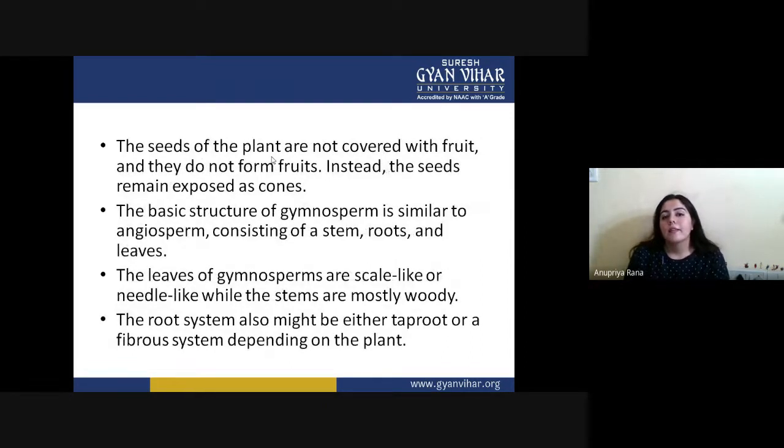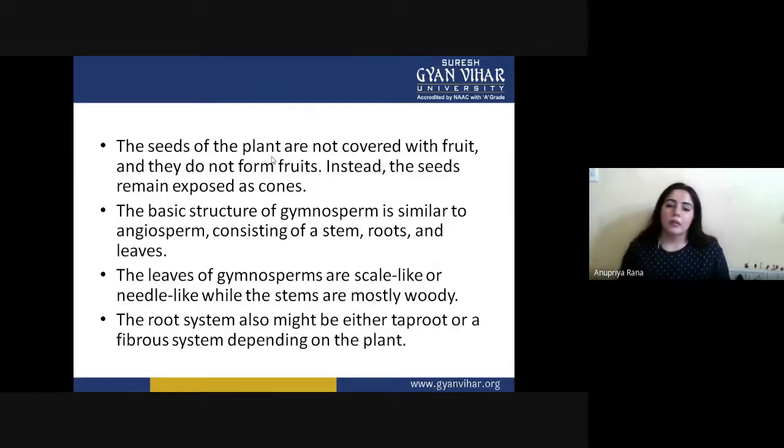Now, as we see the seed of the plant, they are not covered with fruit and do not form fruits. So there will be no fruit formation inside the gymnosperm because there is no covering. If there is no covering, there will be no fruit formation. Instead, the seeds remain exposed as cones. When the seeds mature, they will be present on the surface of the cones, and you can easily identify or see them.